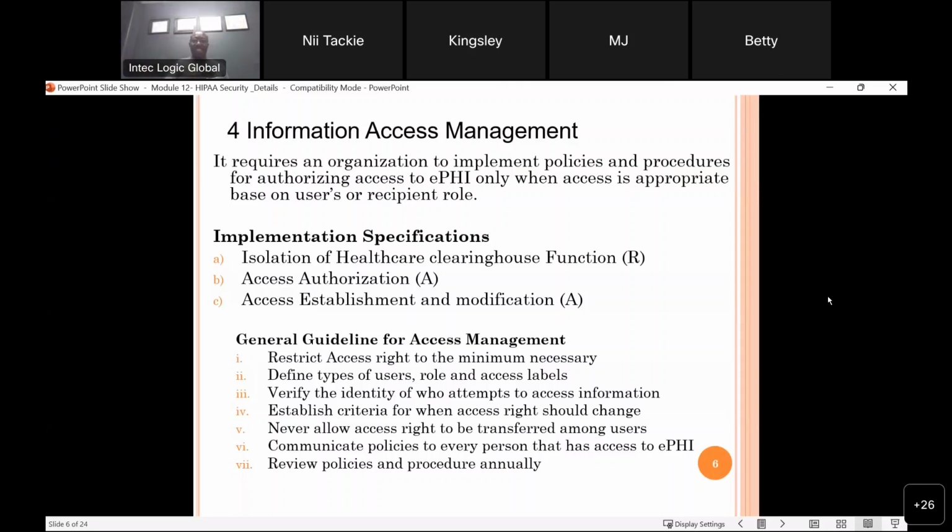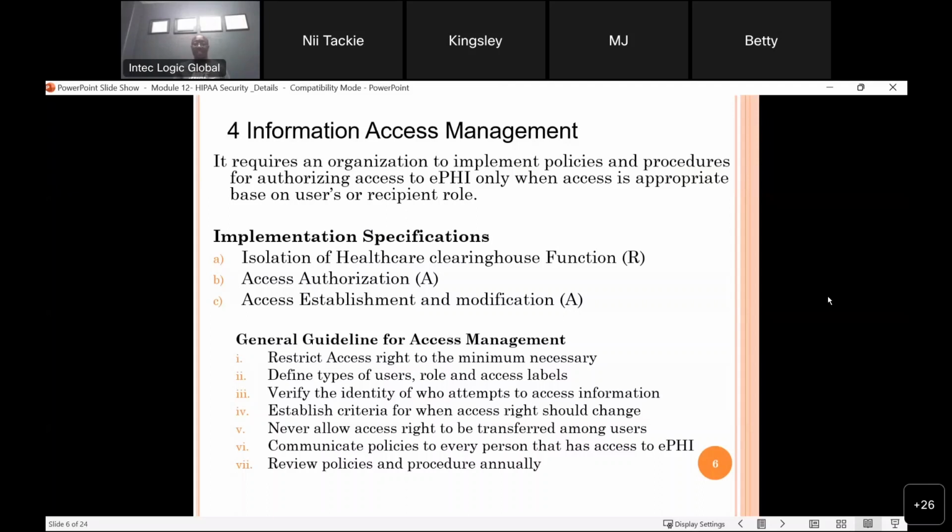Verified identity of who attempts to access information. If somebody has to access information, their identity must be verified, right? And Kingsley said, you require username and password so that you know that you are the right person accessing it. Establish criteria for when access rights should be changed, right? What criteria have you put in place that at this point in time, or when we see these triggers, we see this behavior, your access right is going to be revoked, or we're going to change it?